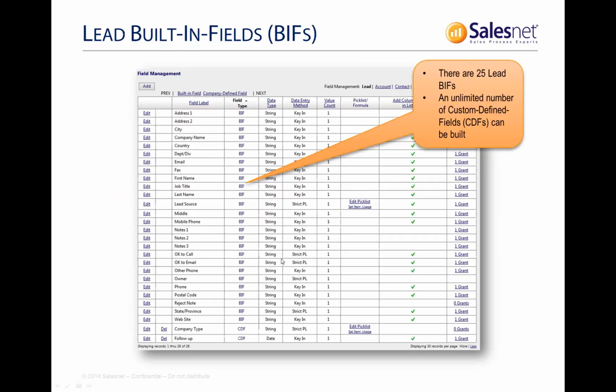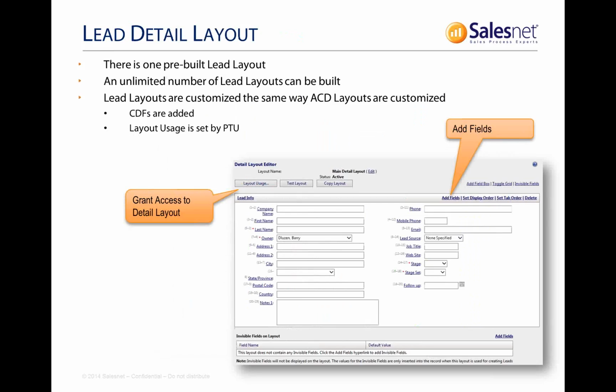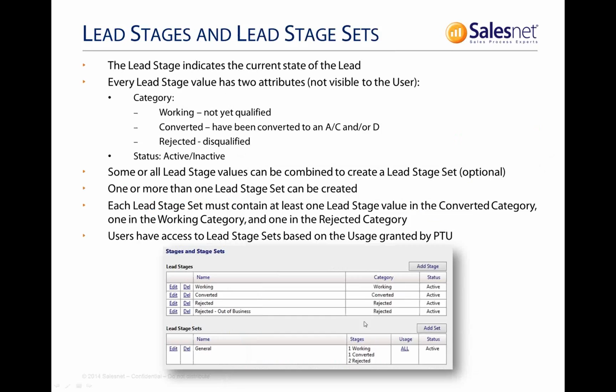Built-in fields: we have 25 built-in fields, and an unlimited number of custom fields are allowed. This is very similar to the other areas of the system. You manage layouts in the same way. We have the layout usage buttons across the top. We can add field boxes, add fields. This is all exactly the same. And now we get into stages.